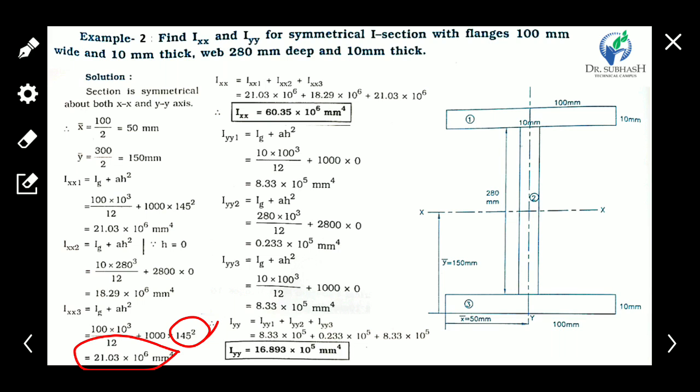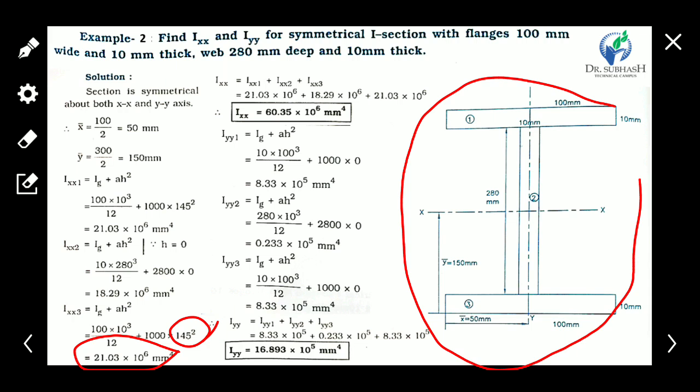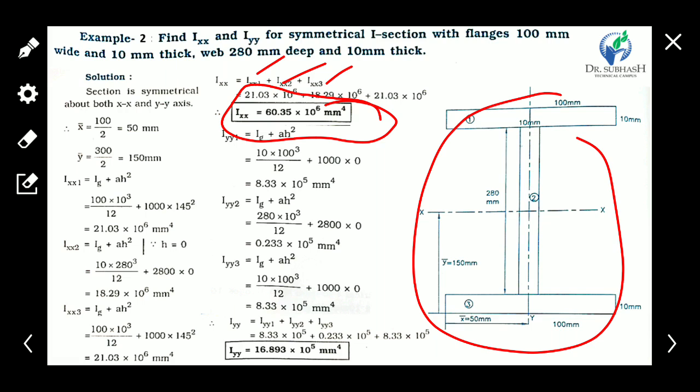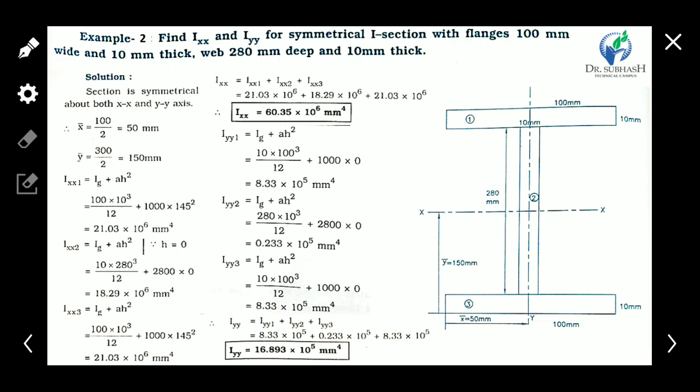Okay, now the total moment of inertia of this I section about this x axis is obtained through the summation of the moments of inertia of all three elements. So we sum the moments of inertia of all elements and get the total moment of inertia of this I section as 60.35 into 10 raised to 6 mm raised to 4.